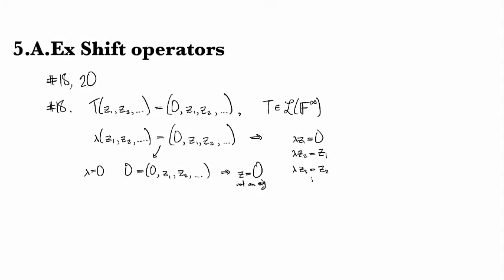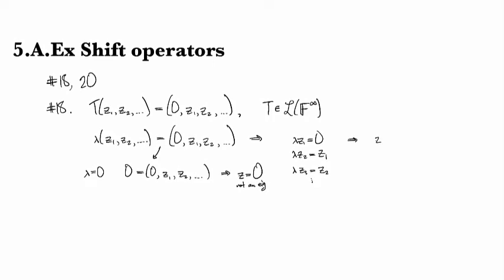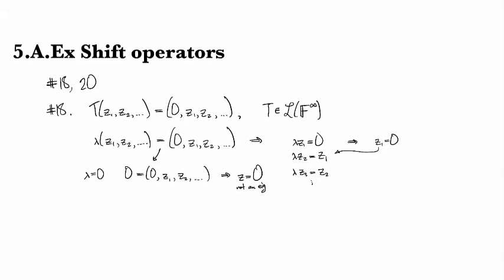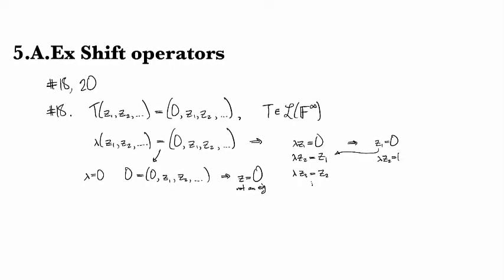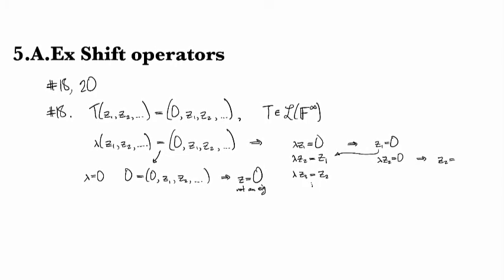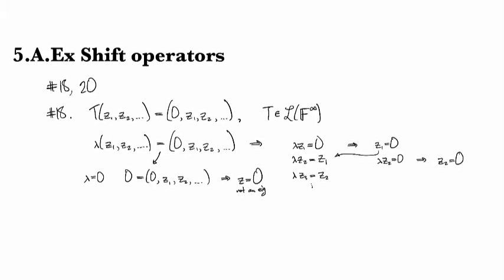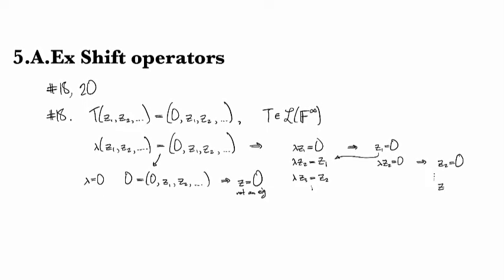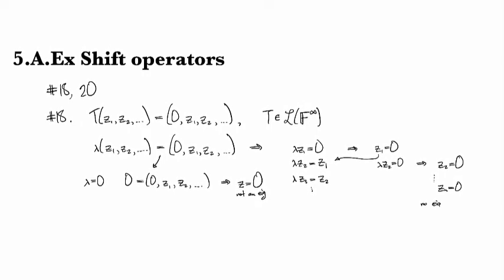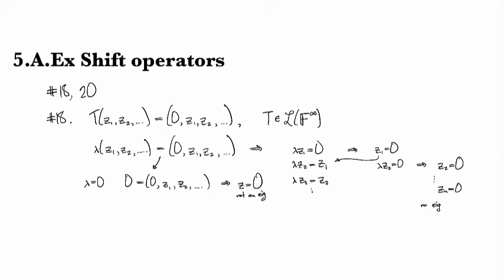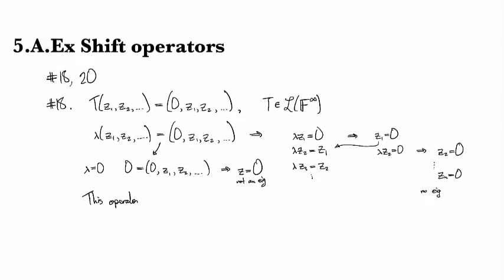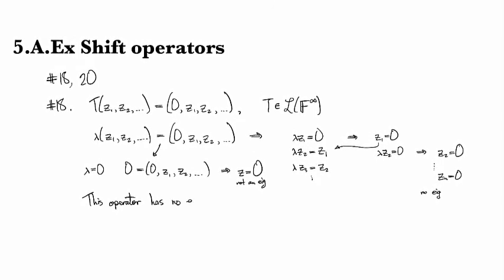The other possibility is that z1 is equal to 0. But if we plug that into the next equation, then we get lambda z2 is equal to 0, which implies z2 is equal to 0, because we already ruled out the case that lambda equals 0. Continuing, we end up with every zn equal to 0. Again, there's no eigenvector because it gets us back to the zero vector. So this operator has no eigenvalues.